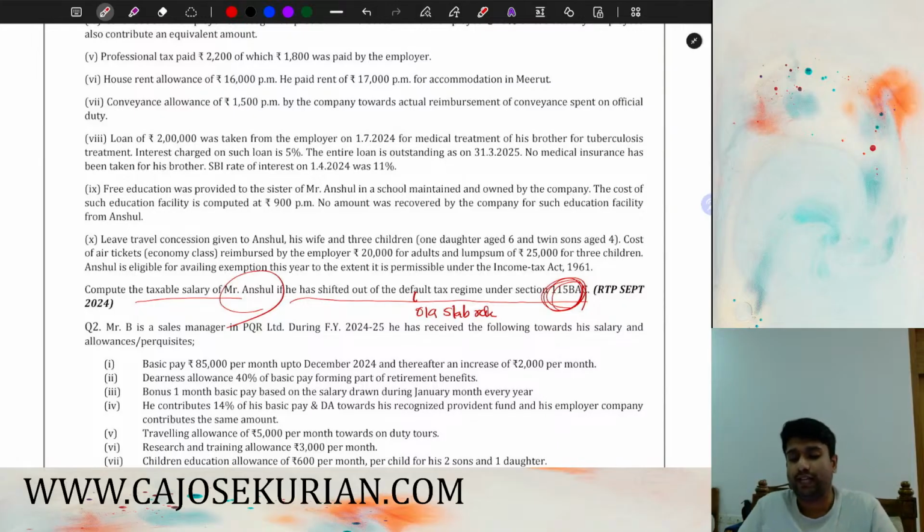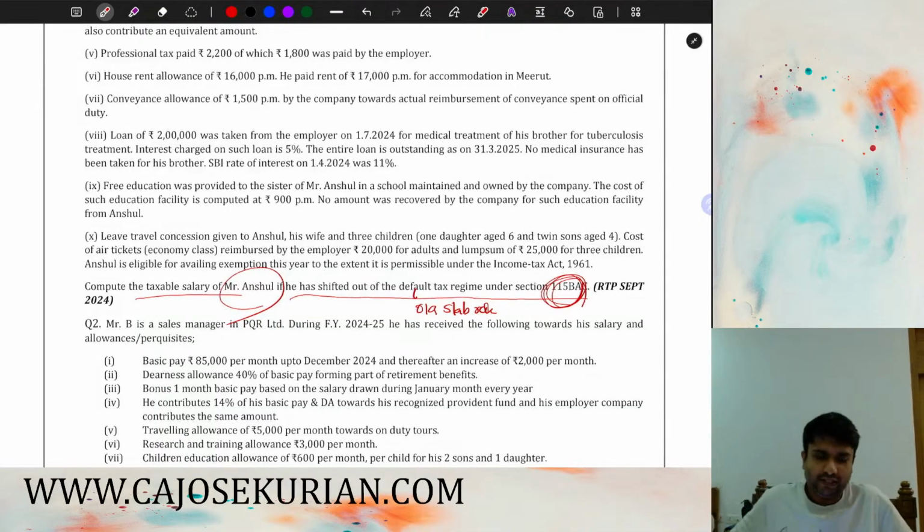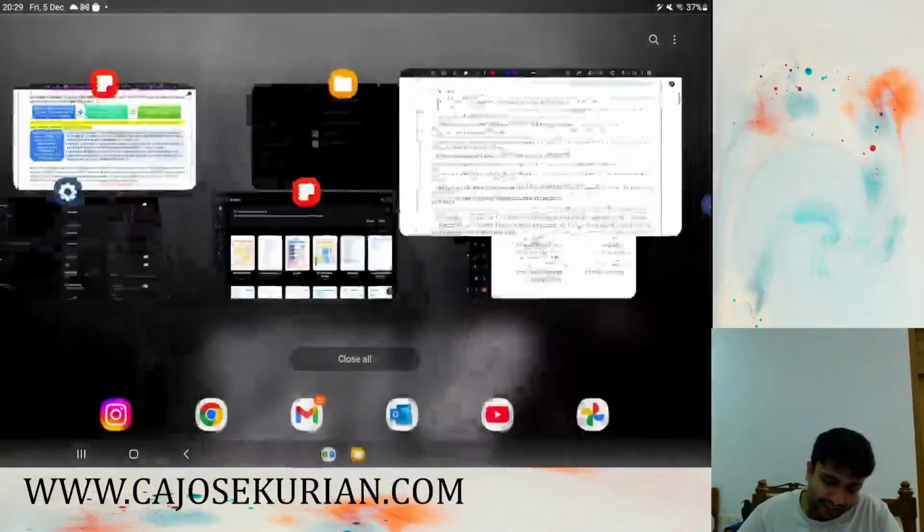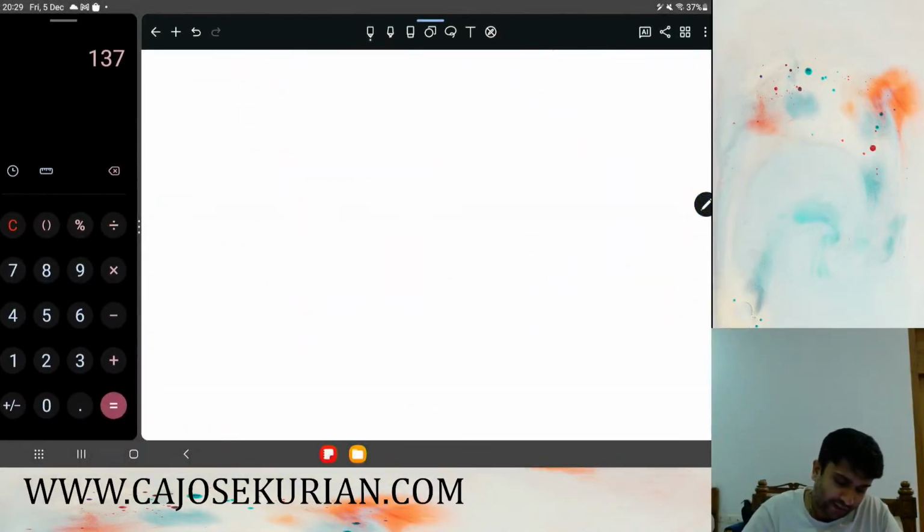Now, if you have opted for old slab rates, they are asking you to compute his taxable salary. So our mission in this question is to compute his taxable salary if he's opting for the old tax rate. We'll parallelly read the question and start solving the answer. The first thing is, they're talking about the basic salary, right? So basic salary is 75,000.